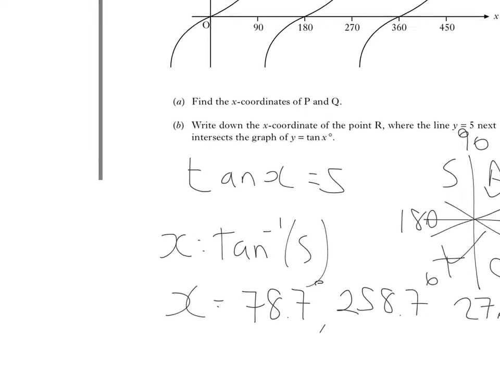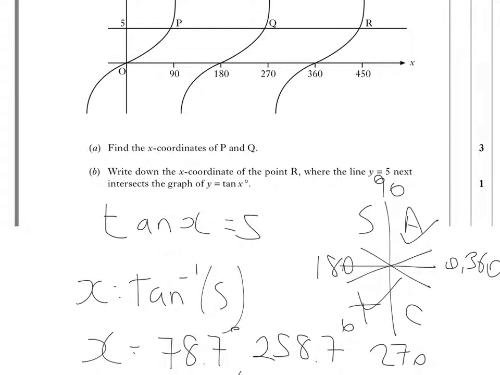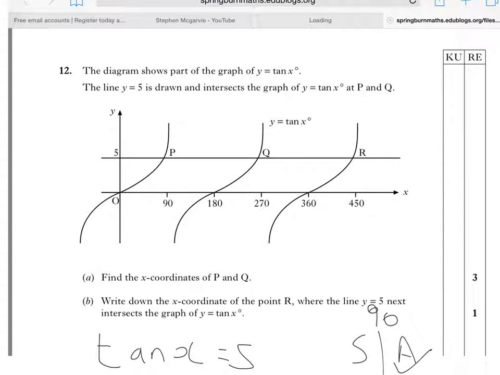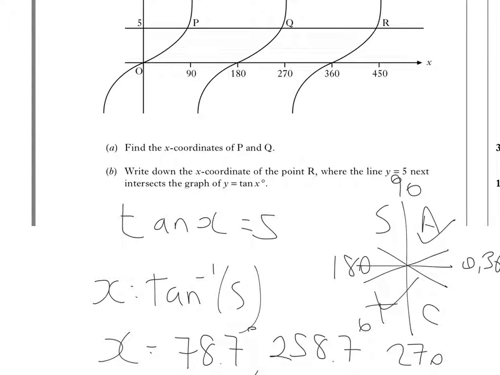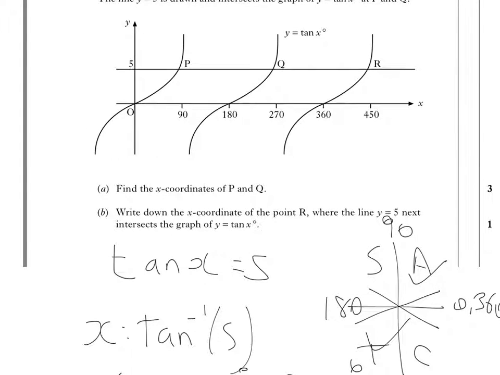Now if I have a wee look, the question says find the x coordinates of P and Q. Well, we can see that the x coordinate of P is going to be the 78.7, and the x coordinate of Q is going to be 258.7. Now what we can see is also that the tan curve repeats itself after 180 degrees.